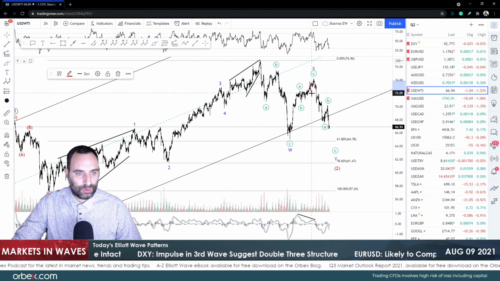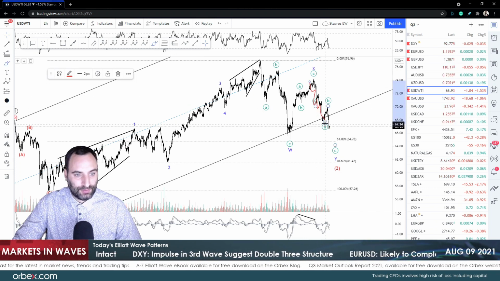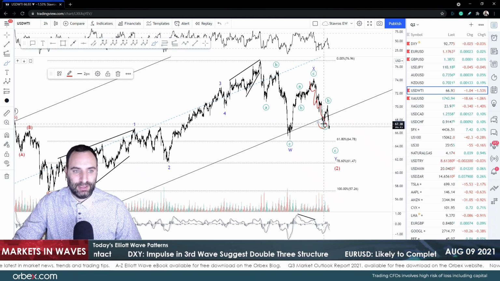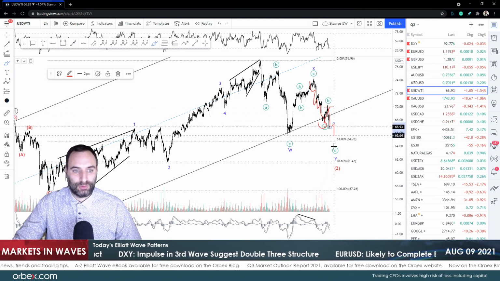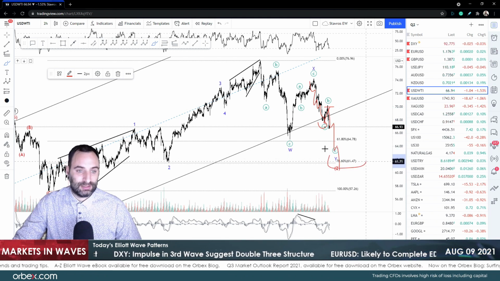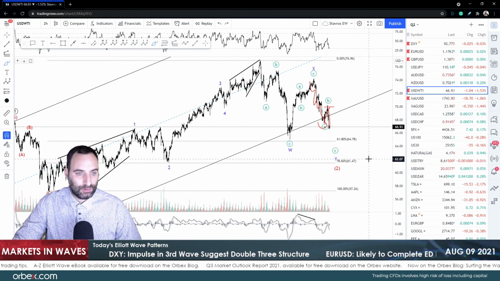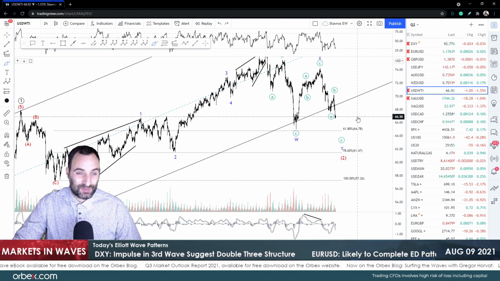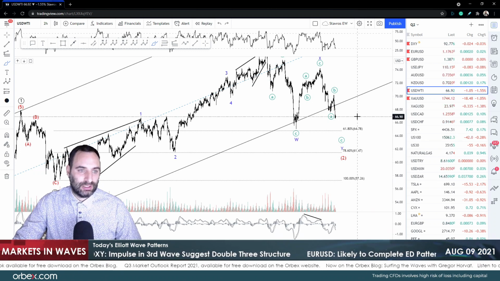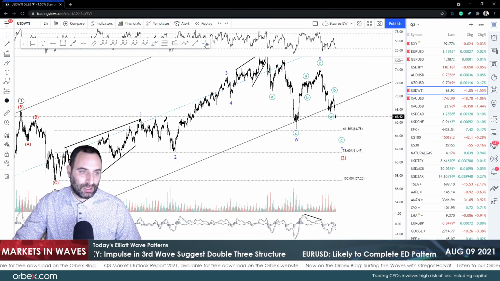Now over here we've got 1, 2, 3, 4, 1, 2, 3, 4, 5, extended 5 in A, B, which seems to be done. Okay, and then 1, 2, 3, 4, 5, might get an extended 5 again, but I'm looking for lower lows either case. And since we are outside the ascending channel, I will be expecting the ascending channel to give me the signal that we might be turning up once again.